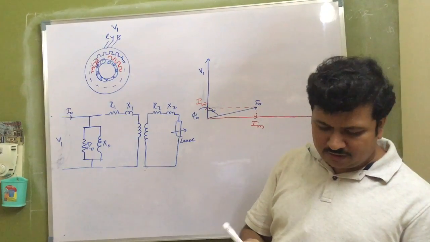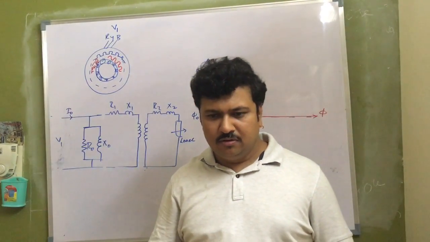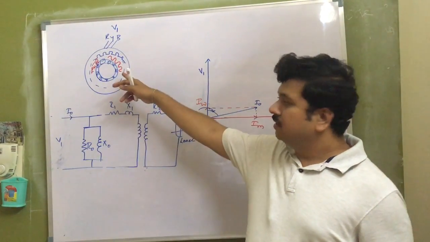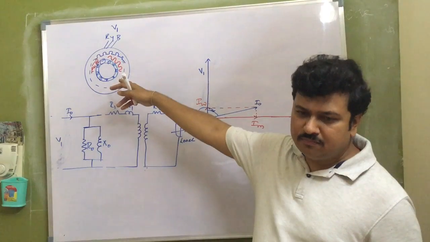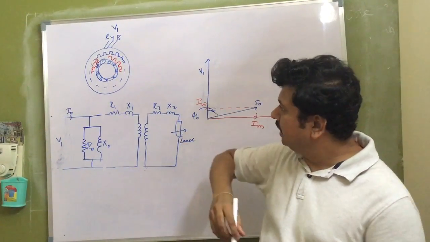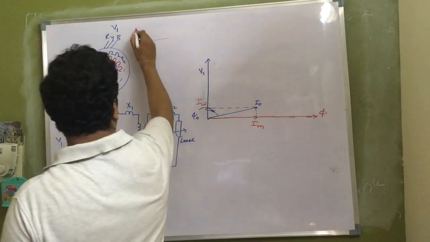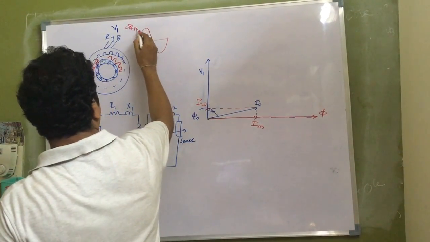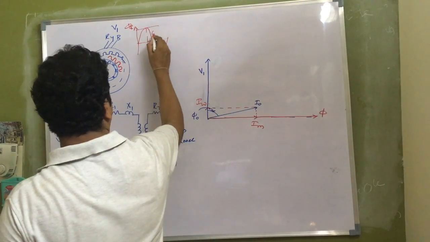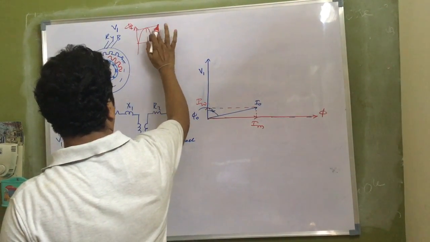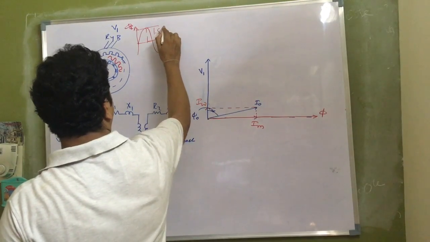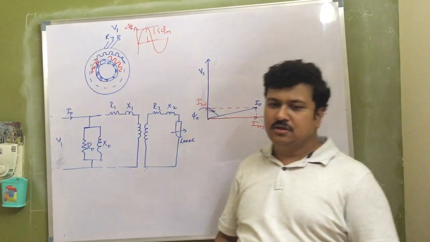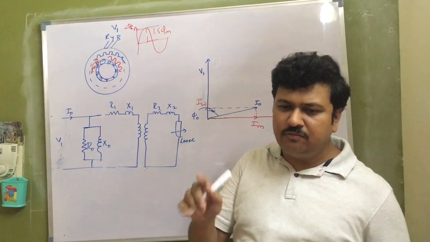So the rotating magnetic field is not only rotating with a constant magnitude. That magnitude is what? 1.5 phi m. The maximum value of this resultant flux phi r is what? 1.5 phi m. And that is also alternating. So you can imagine RMF is a sine wave rotating in the air gap.